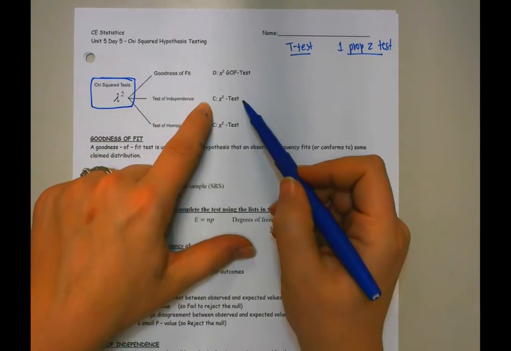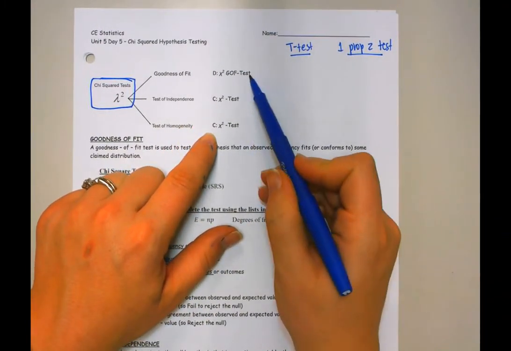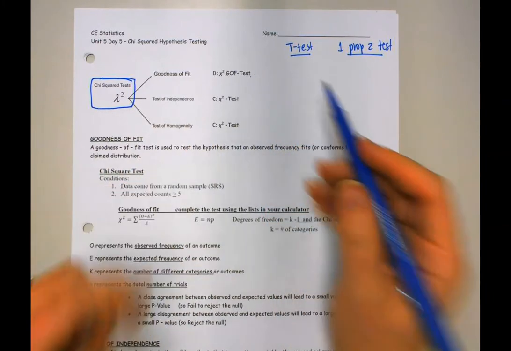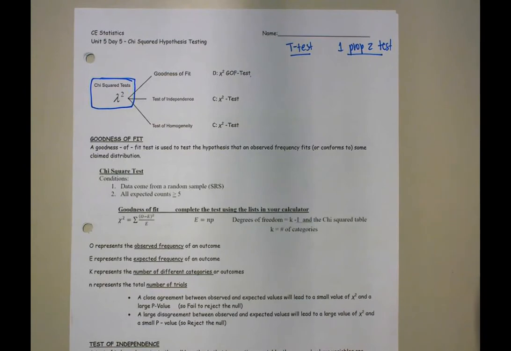Two of them use the same function in your calculator. They run almost identical. And then the goodness of fit has a little bit of a different process, but very similar to what we've been doing so far, just a different type of test for different data. So I'm going to go over a little bit of notes for each of them, and then I'm going to go over an example as well.